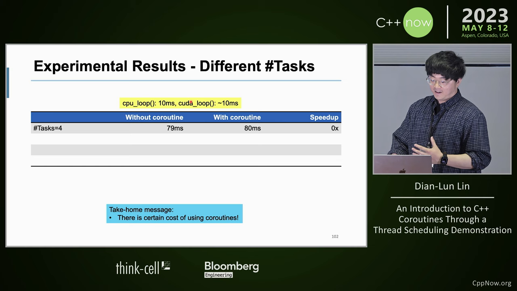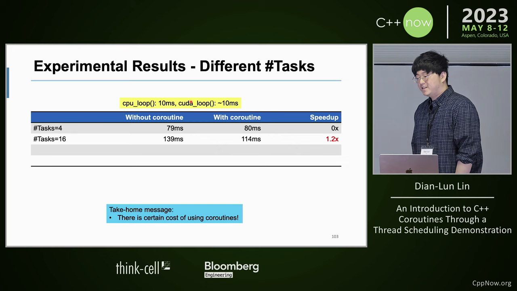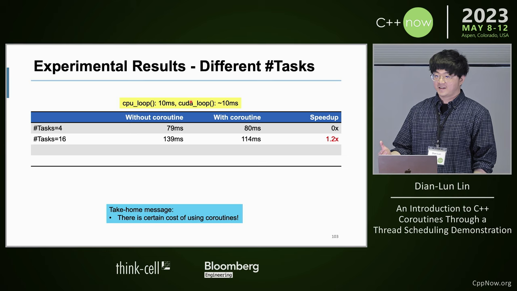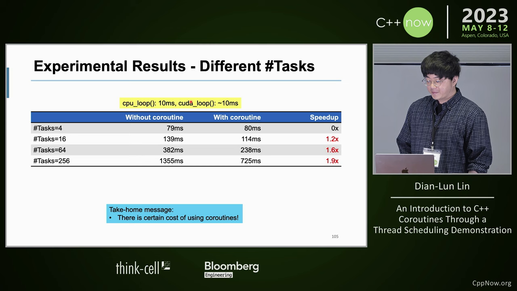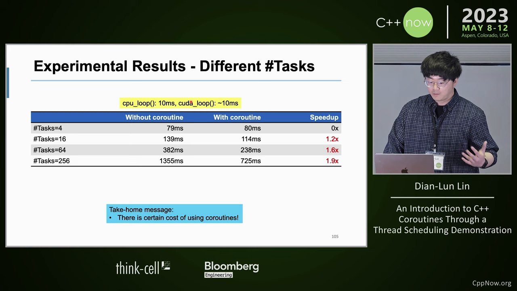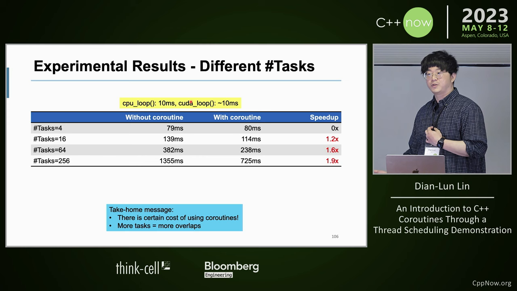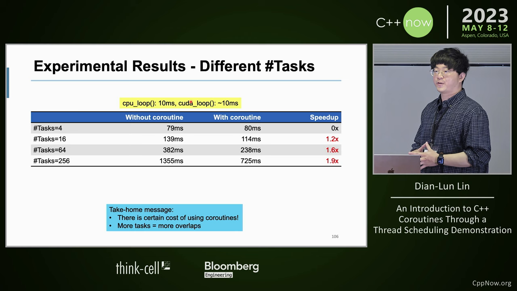How about we change the number of tasks to 16? I start to see a speedup of 1.2 times. How about 64 tasks? I can see 1.6 times speedup. And finally, 256 tasks. I see 1.9 times speedup. Because more tasks means you have more chance to overlap CPU work and GPU work. That's the powerfulness of coroutine.